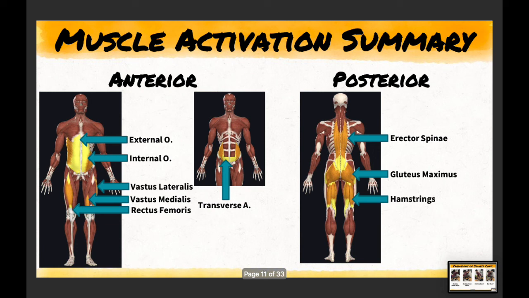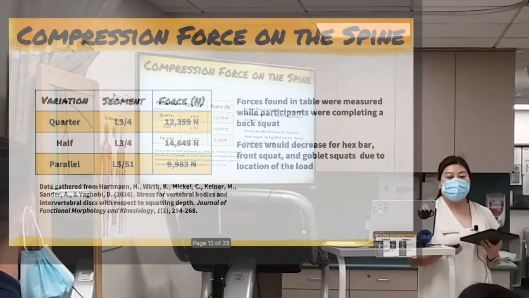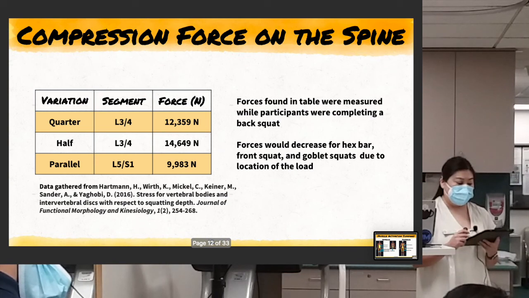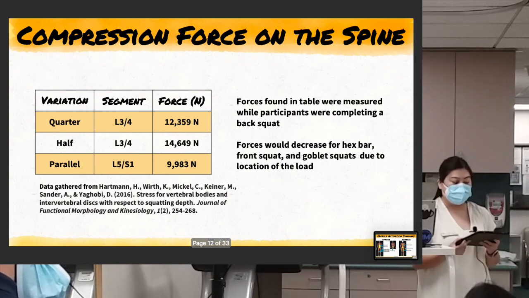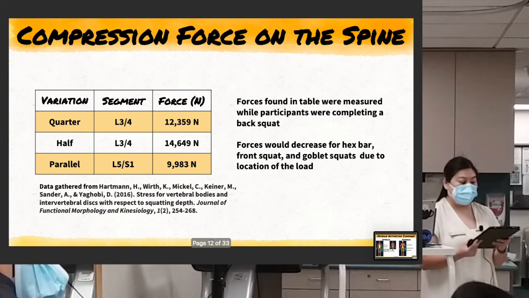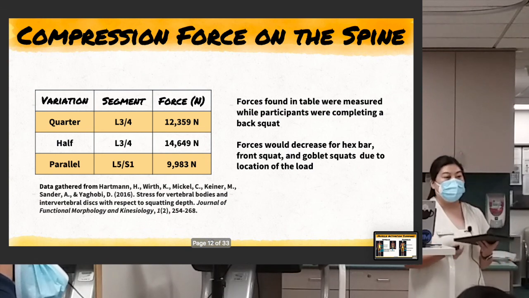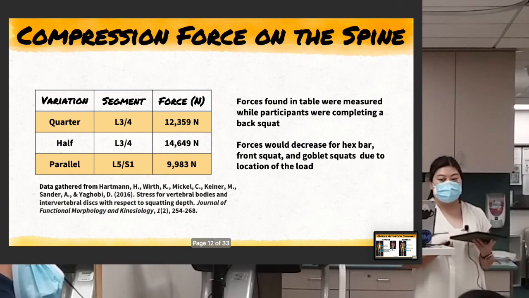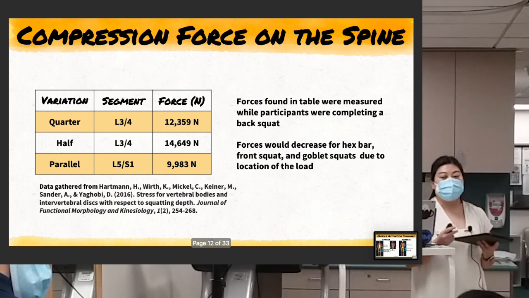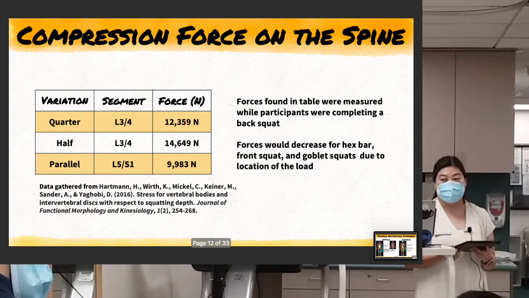So this is the compression forces on the spine. Hartman et al. looked at the amount of compression force placed on the spine during a quarter, half, and parallel squat by doing a literature review on relevant publications. Based on their literature review, they gathered data that included participants that were experienced in weightlifting. Their 1RM was measured, and 70 to 90% of that 1RM was used to perform 6 to 10 repetitions. And so from the surface EMG activity, they calculated the amount of forces that you see here.